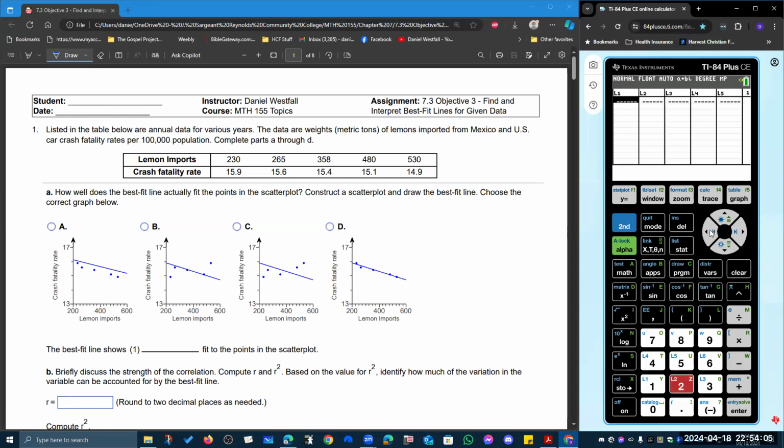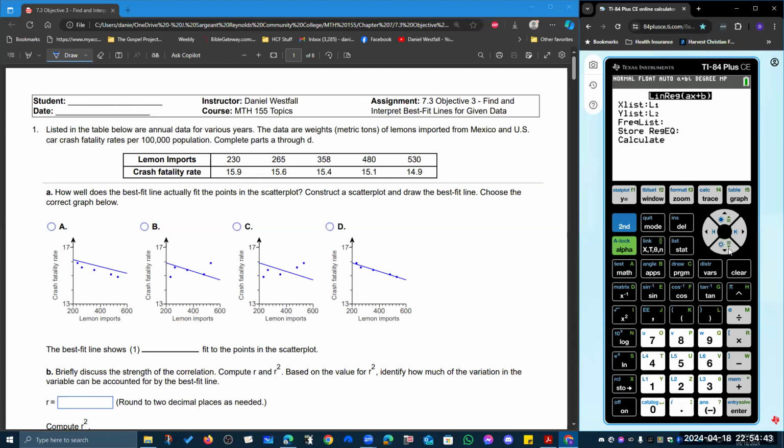And let's put in 230, 265, 358, 480, and 530, and then 15.9, 15.6, 15.4, 15.1, 14.9. And let's go ahead and make our scatter plot and the line of best fit using our calculator. So stat calc number 4.